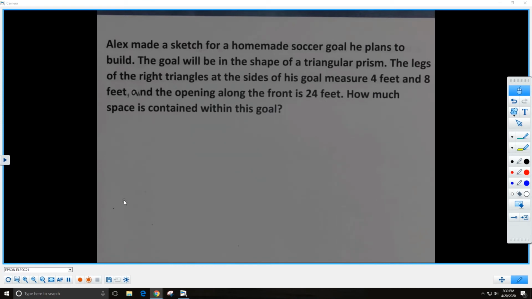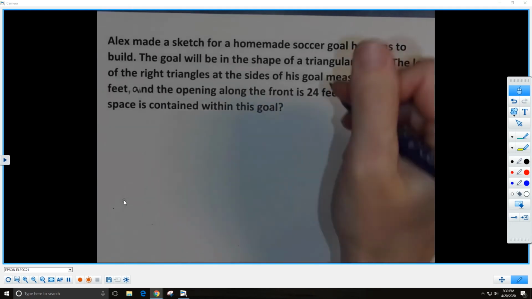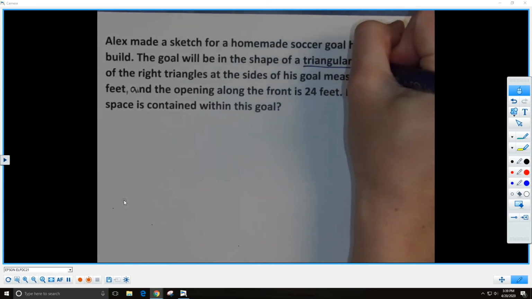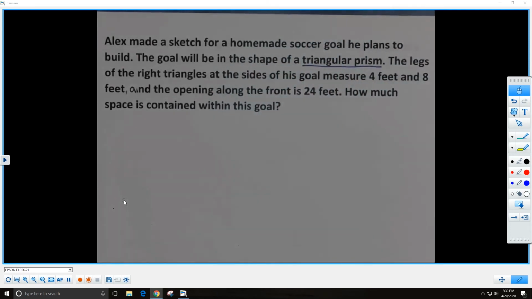Okay, so let's figure out this problem. So the first thing we need to know is what shape does the problem say that the goal is going to be in? Yeah, this one is a triangular prism. Okay, so what shape is the base of this prism going to be then? Right, it's going to be a triangle. So go back to the problem and see if you can find out what the dimensions of the triangle are.